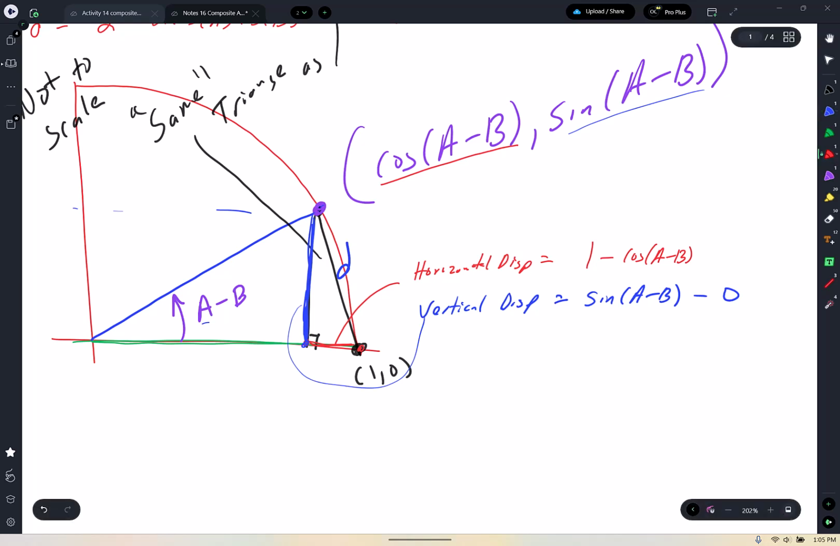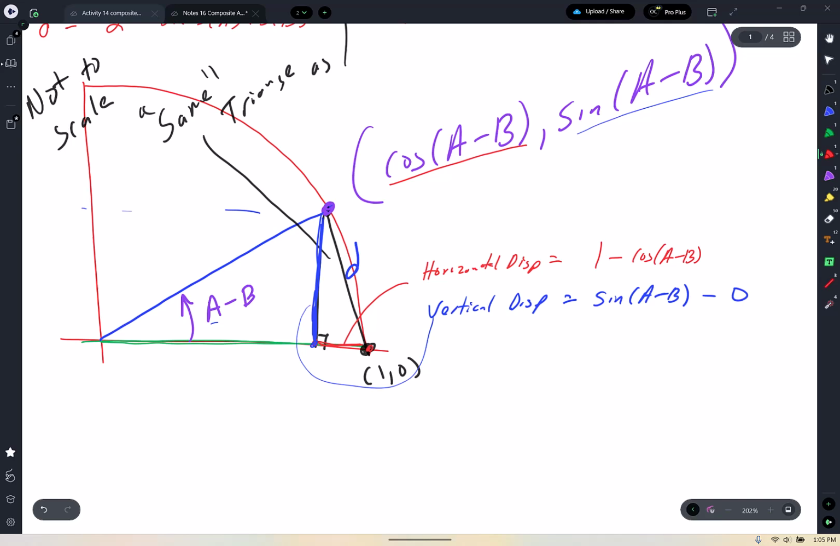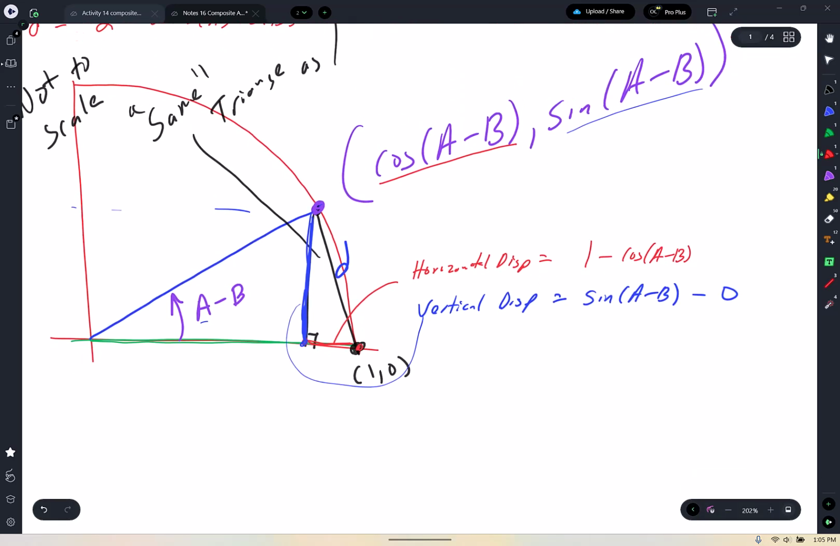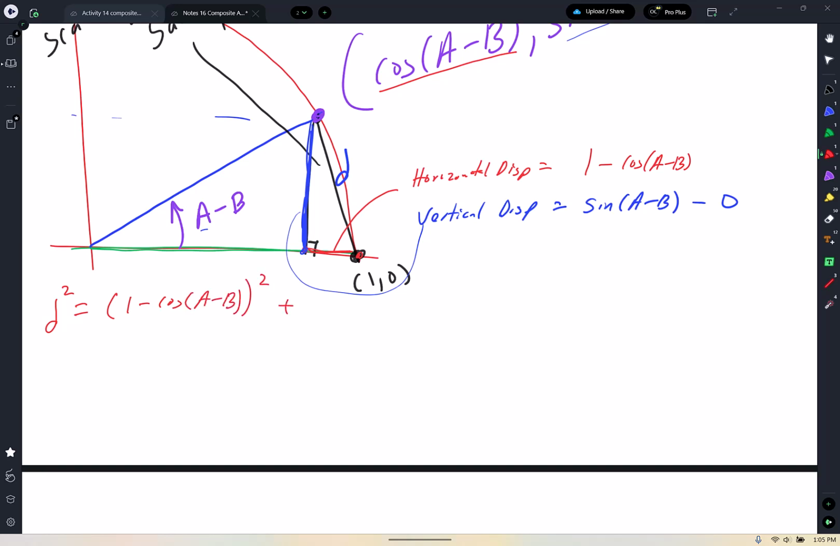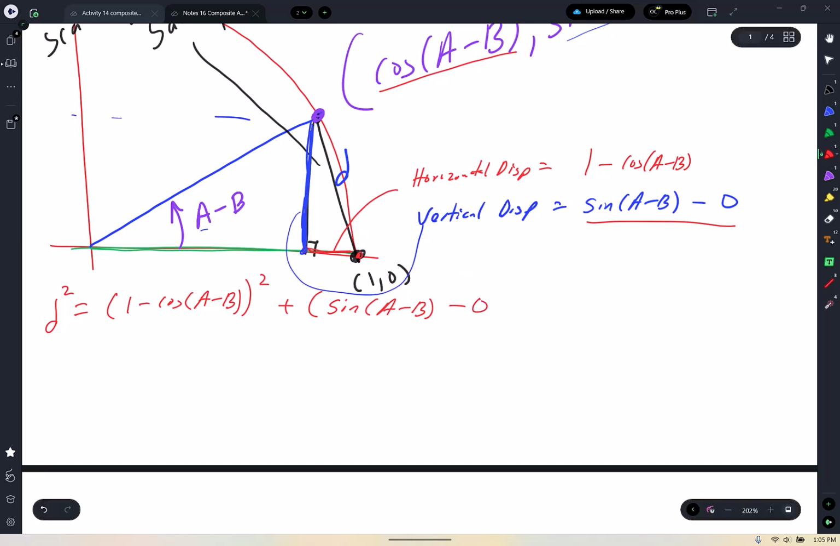So what am I going to do again, guys? Pythagorean theorem. But we already did Pythagorean theorem. Yeah, but not for this one. And then we're going to set those two d's equal to each other. It's going to be so beautiful. Look at this. So I'm going to write d squared, a squared plus b squared equals c squared, or d squared, that's the hypotenuse of this triangle, equals my horizontal displacement squared, (1 minus cosine of A minus B) squared, plus your vertical displacement squared, (sine of A minus B minus 0) squared.